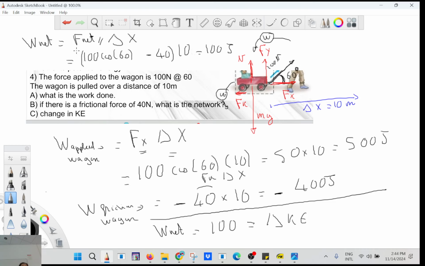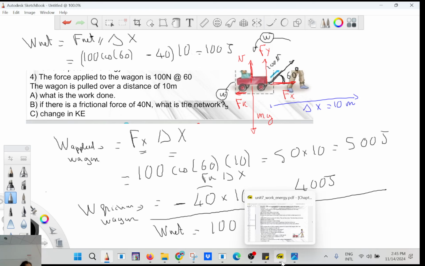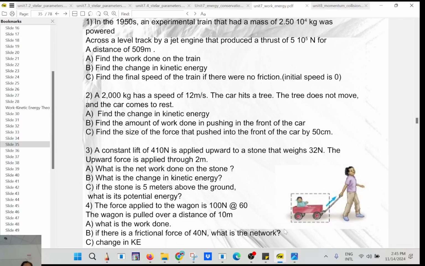You can find the net force along the x multiplied by the displacement. But you have to find the right component. Okay? And then what did I plan? I plan to do number 3. So do it on your own.